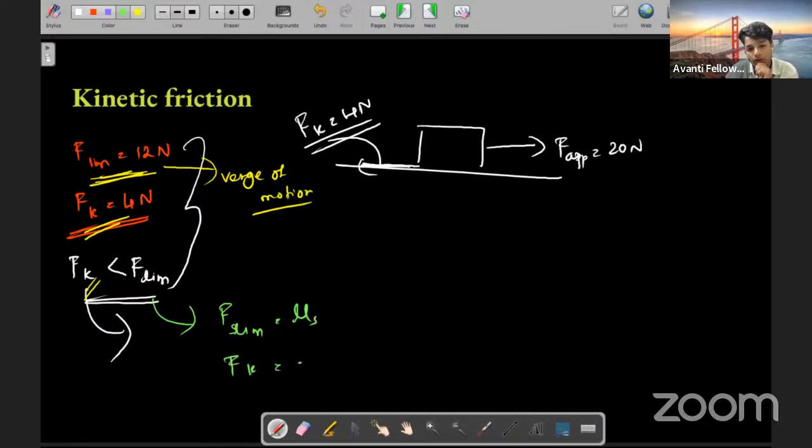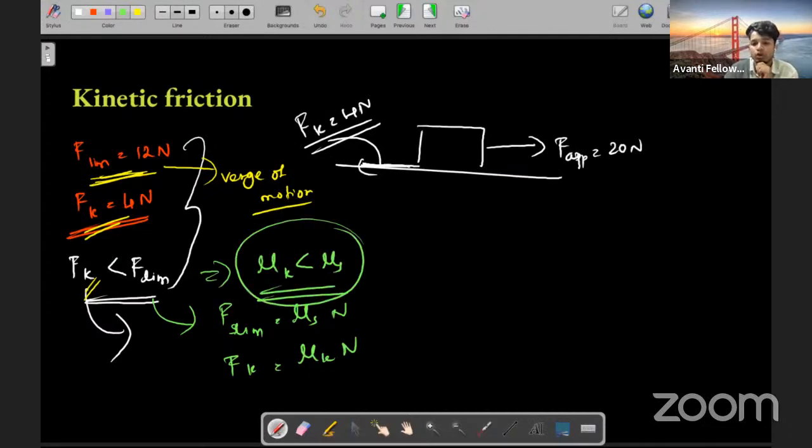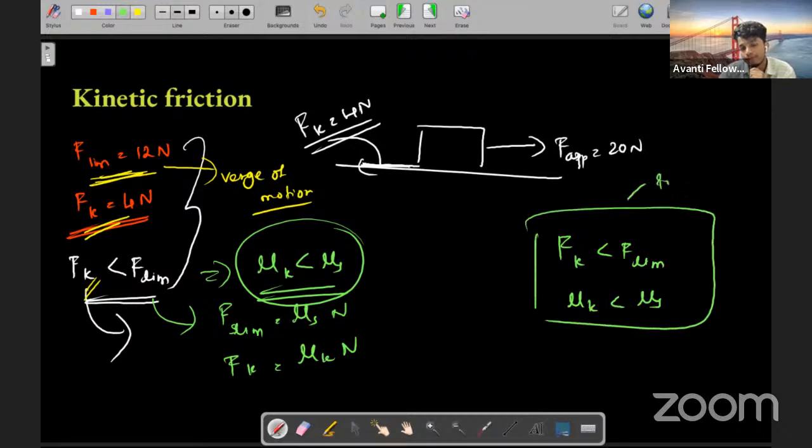F limit and Fk are mu s, mu k into N. So if Fk is less than F limit, then we can say that mu k will always be less than mu s. This is also the case. So Fk will always be less than the limiting friction, and mu k will always be less than mu s. This is an important result.